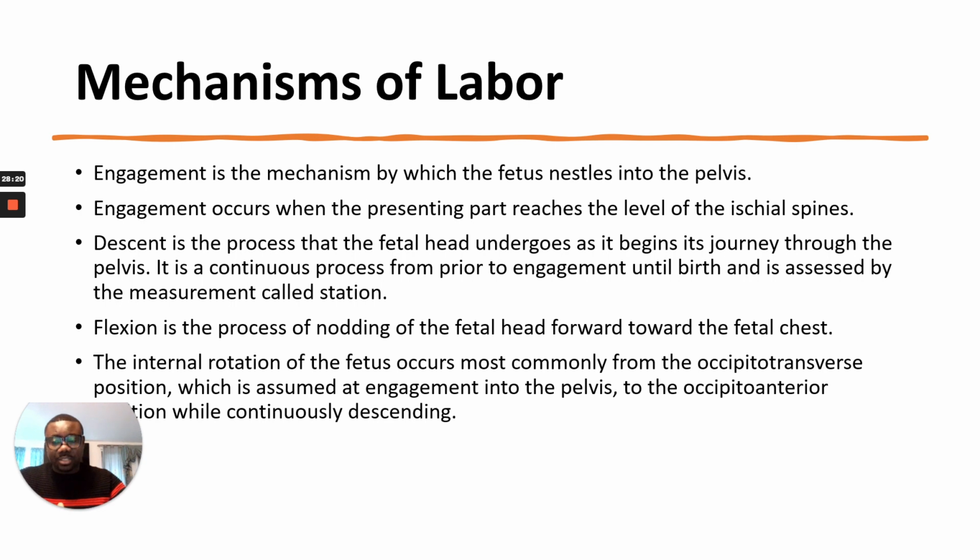Then there will be flexion. It's the nodding of the fetal head down forward towards the fetal chest. That is what we call flexion. The head comes down like this towards the fetal chest. It's called flexion. Then we have internal rotation. This occurs most commonly from the occipital transverse position, which is assumed at engagement into the pelvis.